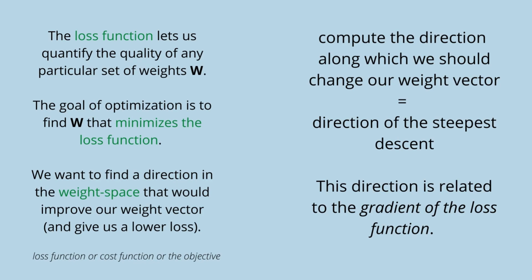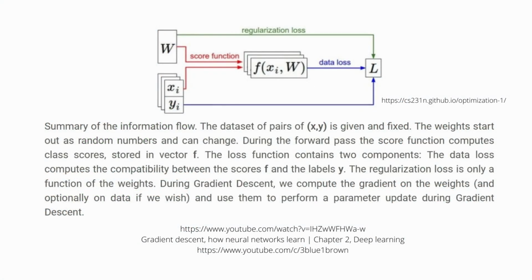The goal of all this optimization of our AI system is to find a set of weights W that minimizes the loss function. How do we do this? We want to find a direction in the weight space, and please remember, it's the weight space, that would improve our weight vector and give us a lower loss. The loss function is also called the cost function or the objective, but we are here in the gradient of the loss function. There's a beautiful description here.